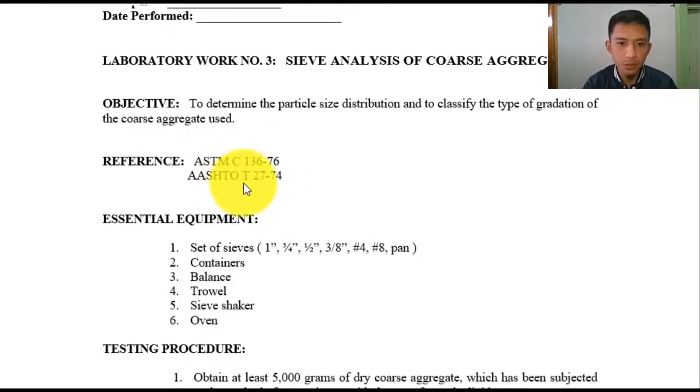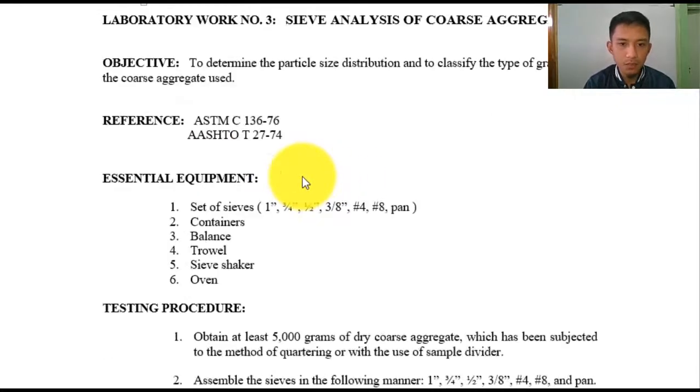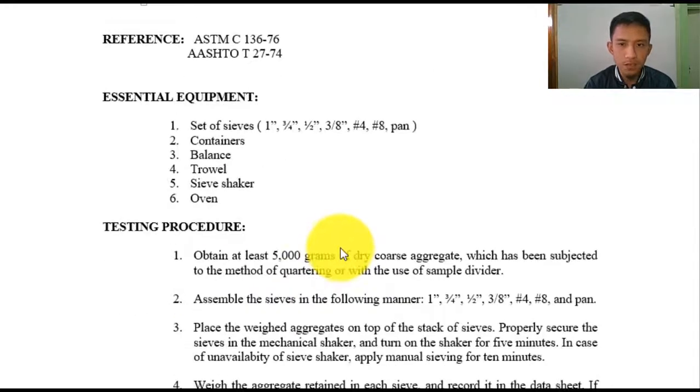ASTM C136-76 and AASHTO T27-74. So these are the essential equipment that we need: a set of sieves, the 3/4 inch, 1/2 inch, and 3/8 inch openings, together with the number 4 and number 8 and the pan, and of course the sieve cover, containers, balance, trowels, sieve shaker or the mechanical shaker, and then an oven. However, we do not need the oven here since we have a sample that is already dry. So these are the procedure.